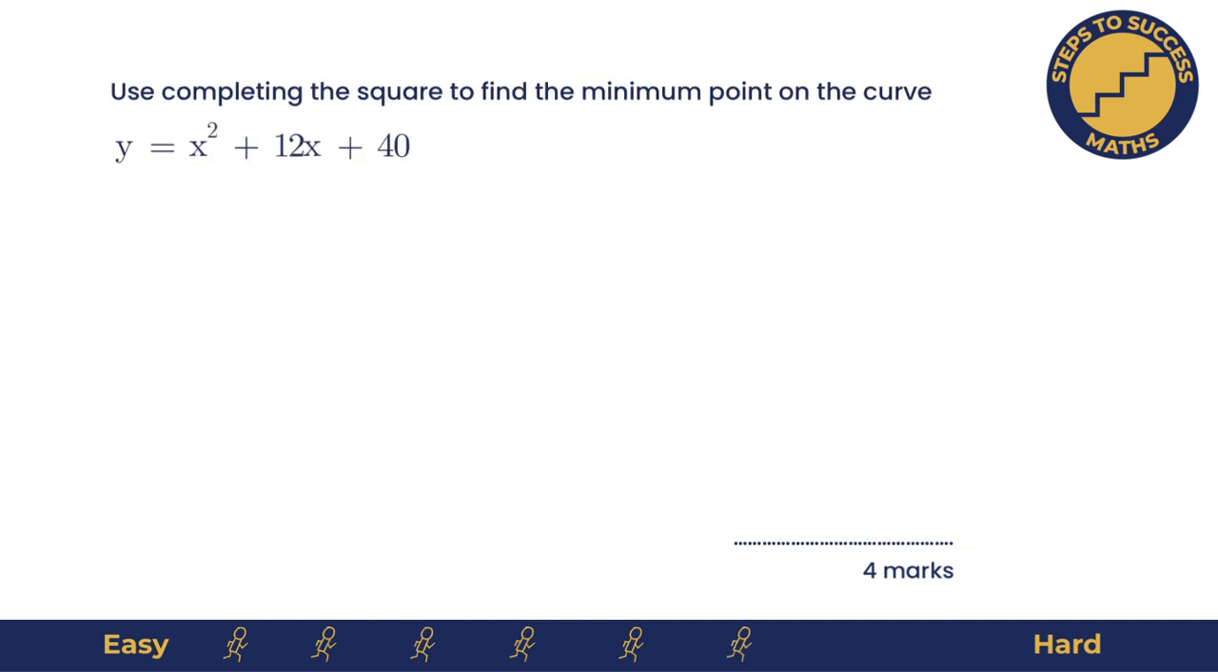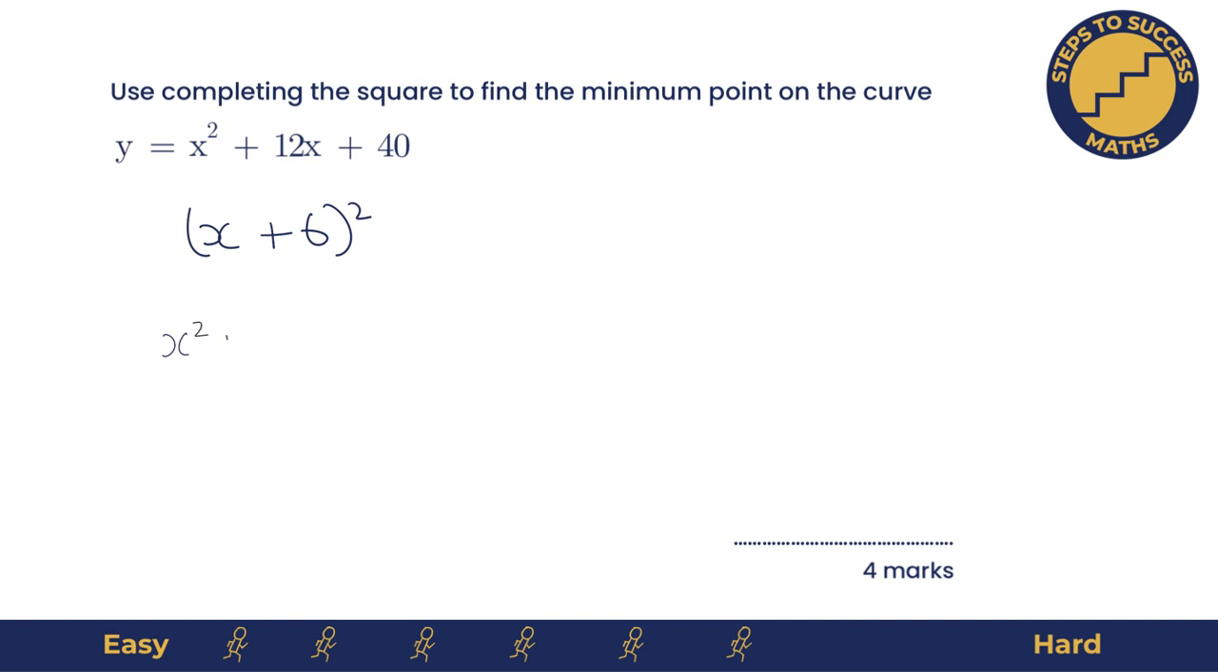Use completing the square to find the minimum point on the curve y equals x squared plus 12x plus 40. So we're going to start by completing the square. So x plus, and half of 12 is 6, and squared. So x plus 6 squared.